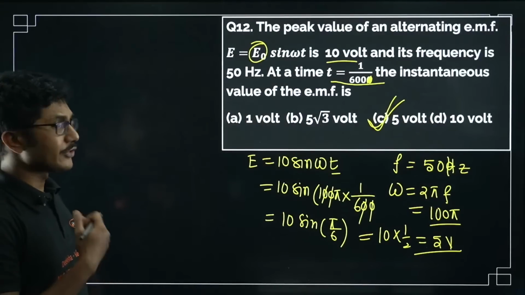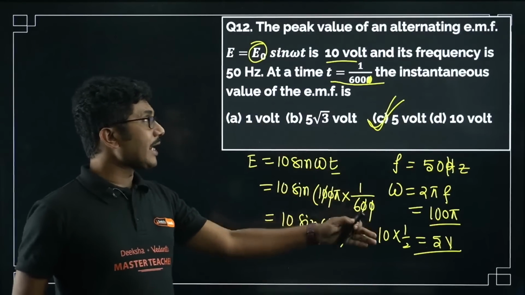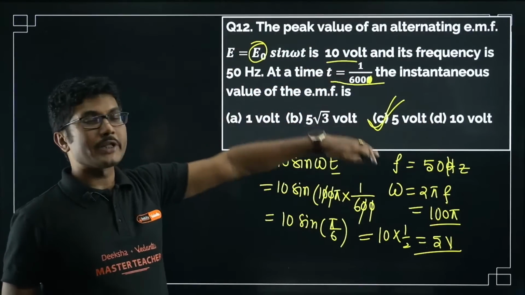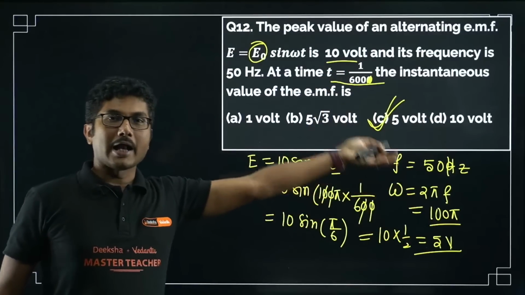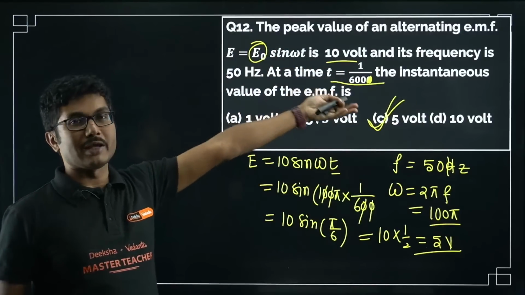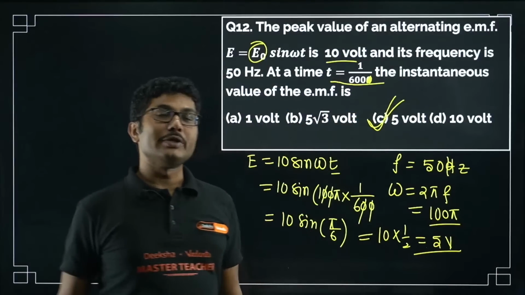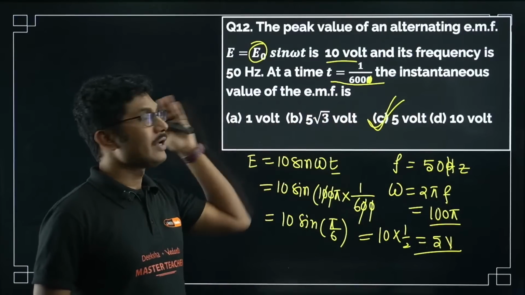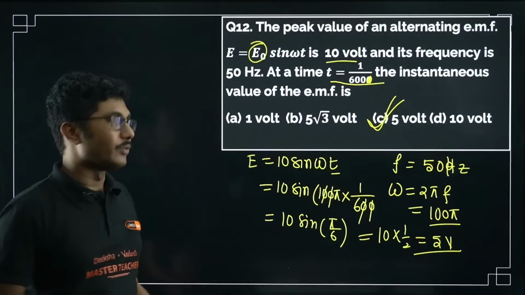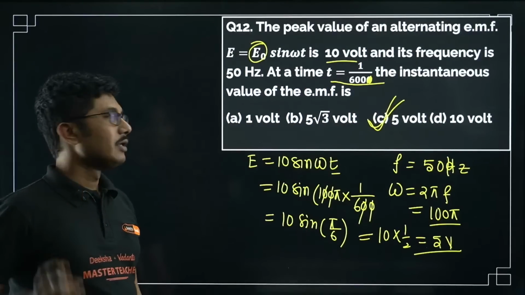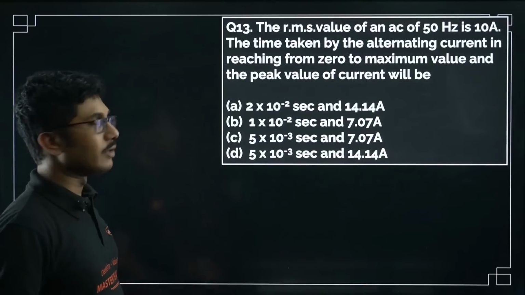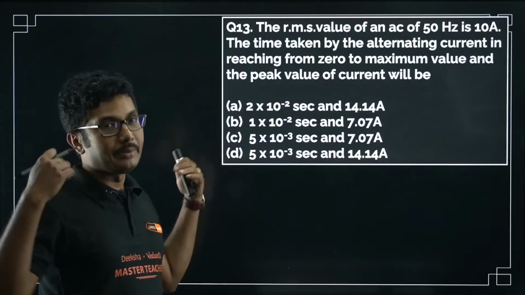Now this kind of question is also very, very common. Sometimes they will ask after how much time the value will be 5 volt. And in some cases, instead of instantaneous EMF, they will ask you for the RMS value also. So that might also be given. Based on that, problems will be changing, but the principle will remain the same.